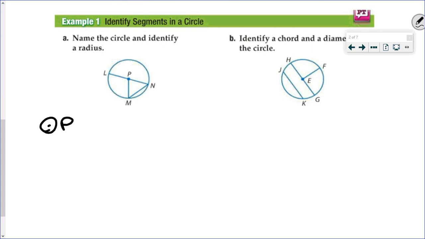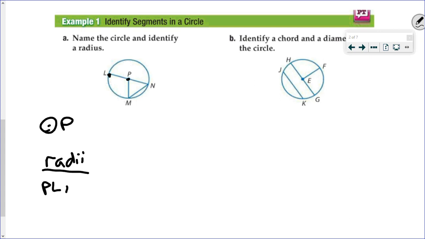The first, again, all radii, they start at the center. So I'm going to make a list of all of them. So we call these radii. So any segment that starts at the center and goes to a point on the circle. So PL would be a radius.